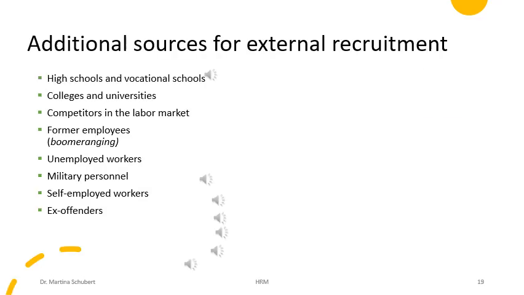Depending on the position we are looking for, depending on the qualifications you are looking for, you can choose persons directly coming from the high school or vocational school. This means, if you look for clerical or other entry-level employees. You can look also in colleges or universities. This is a major recruitment resource for potential professional, technical, and management employees.